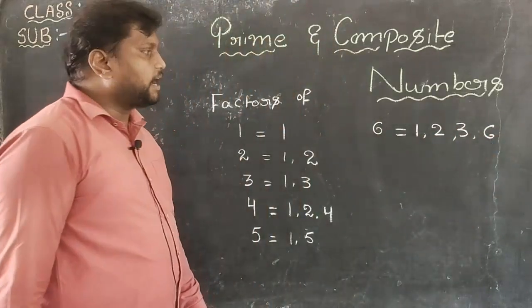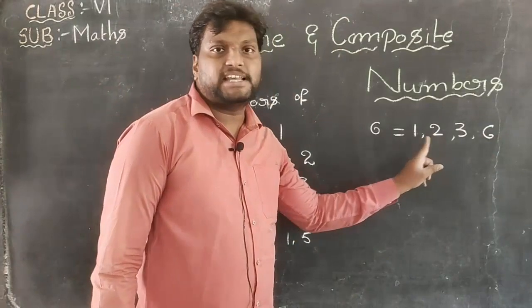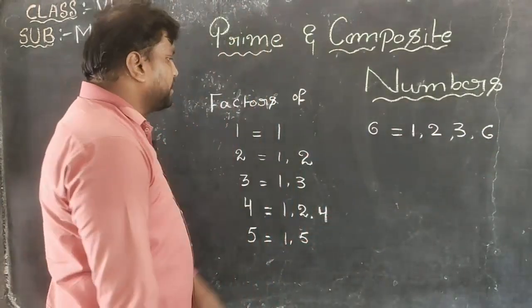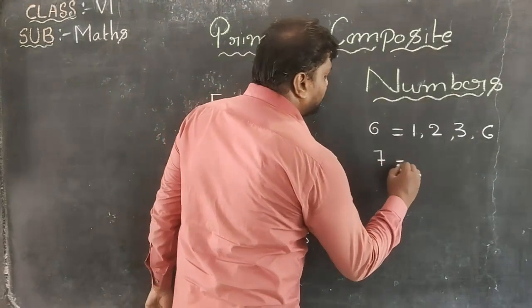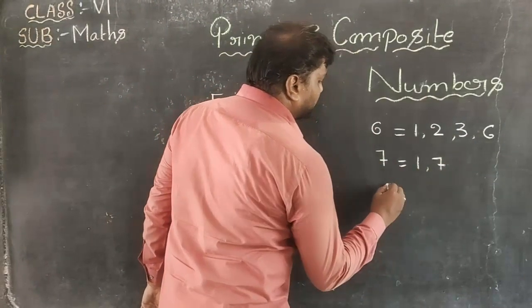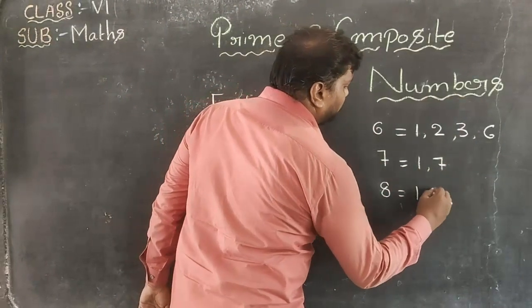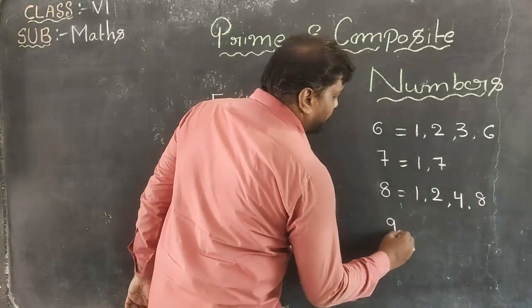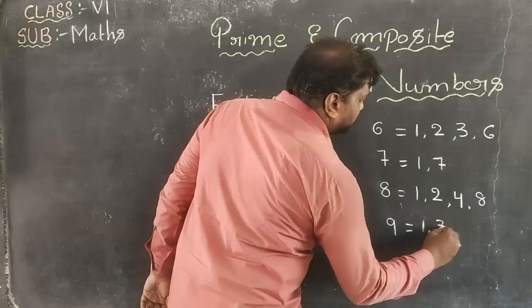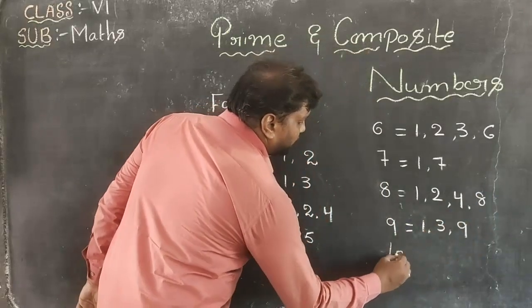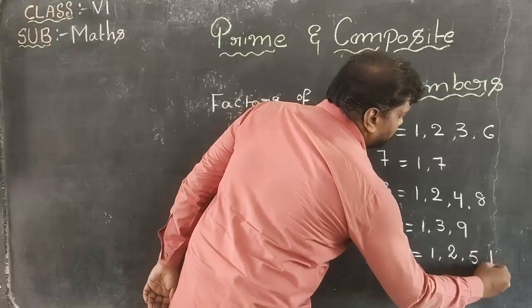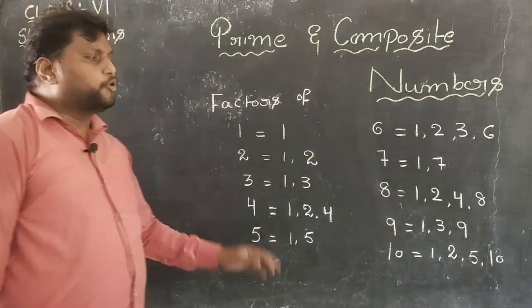Why? Because observe, in the 2 table there is 6, and in the 3 table there is 6, and in the 6 table also there is 6. Next, factors of 7 is equal to 1, 7. Factors of 8 is equal to 1, 2, 4, 8, and factors of 9 is equal to 1, 3, 9. Factors of 10 is equal to 1, 2, 5, 10. Already we know about this.